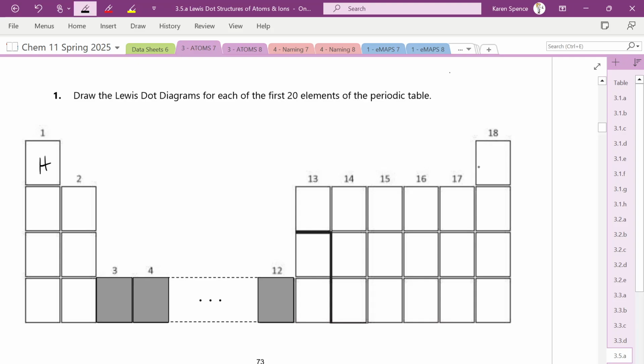There's hydrogen and helium and lithium, beryllium. There's boron, carbon, nitrogen, and oxygen and fluorine too. Quick as you can, get them filled in.